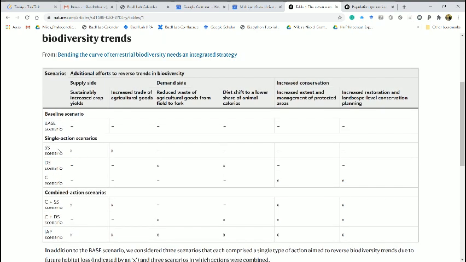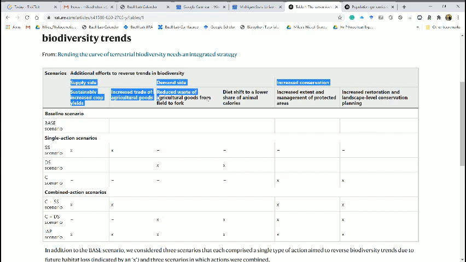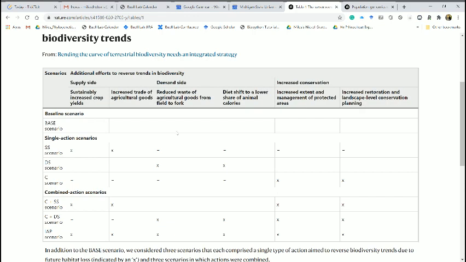Okay, so across the top here we have different efforts that can be taken to reverse biodiversity loss. And then we have our different scenarios right here. Baseline scenario, or business as usual if we don't implement any of these. The SS scenario, which stands for supply side.